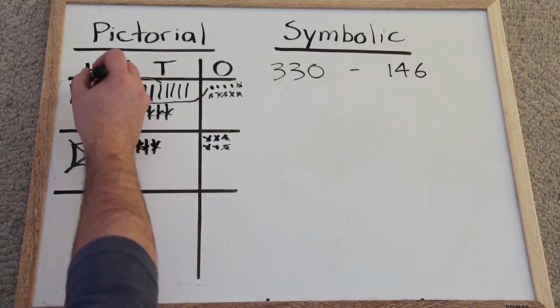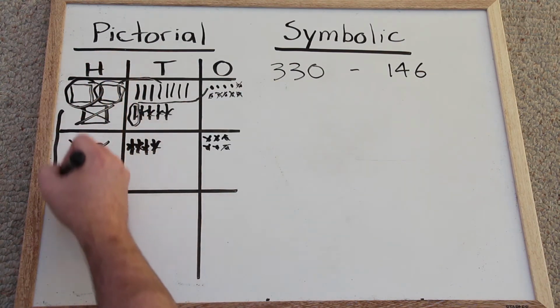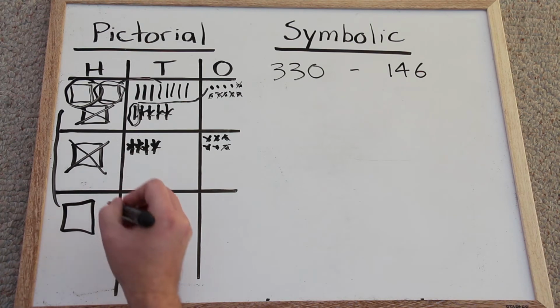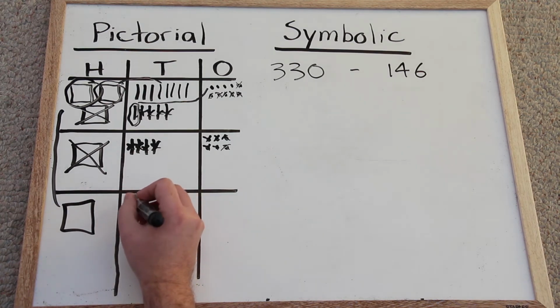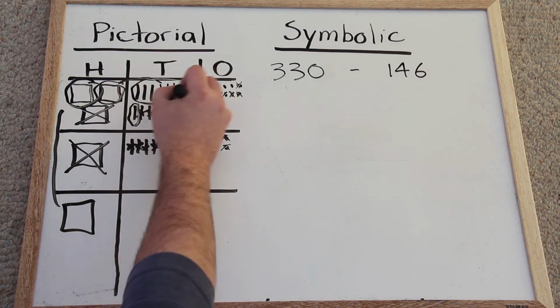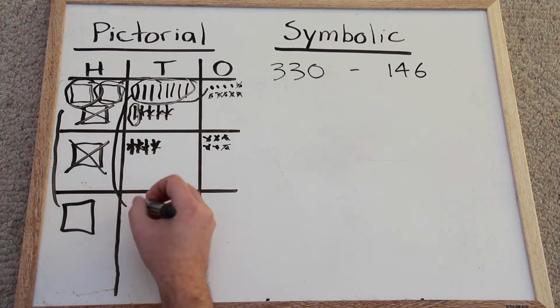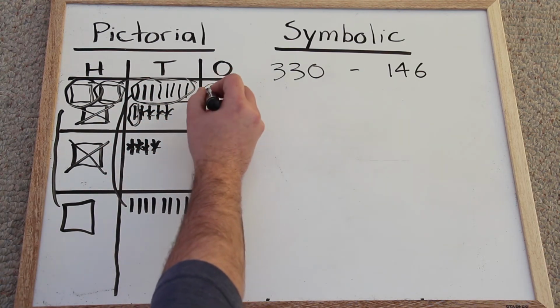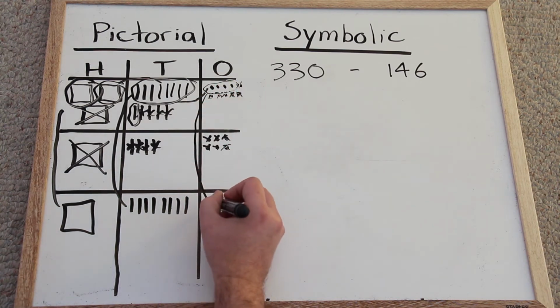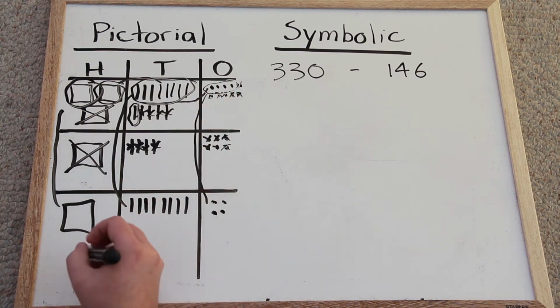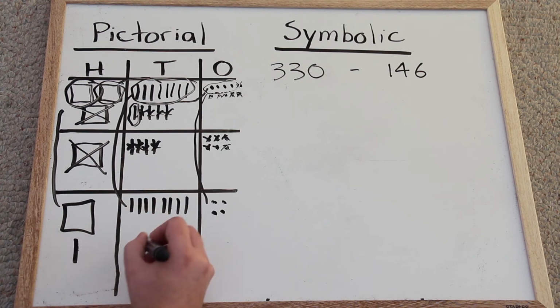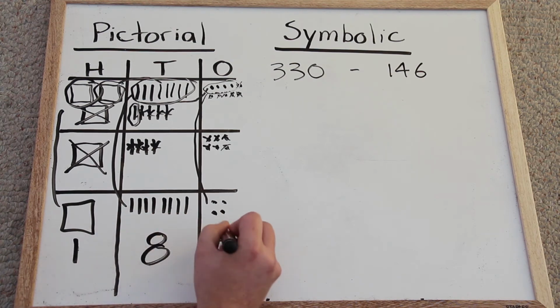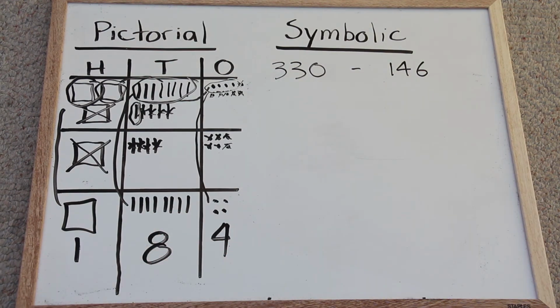So what we are left with is one of those and 8 tens and 4 ones. So our difference is 184.